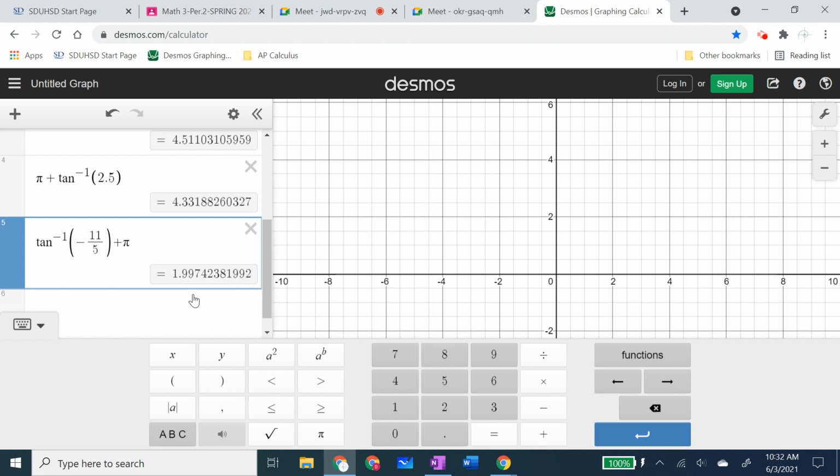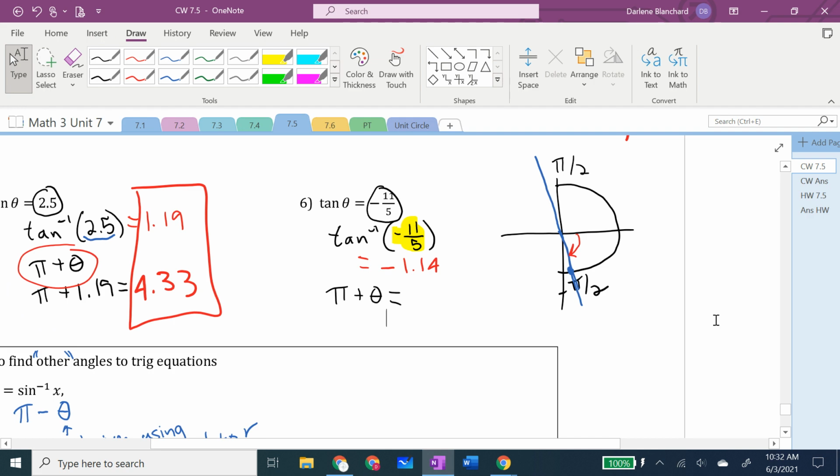1.997, I'm just going to write it as 1.997 to avoid confusion. It does round up to 2, depending if I use only 2 digits after the decimal point. So that gave me, start again, this angle then is this one.